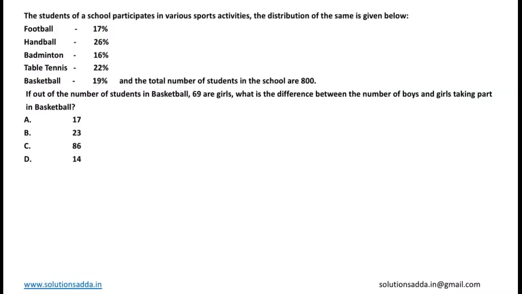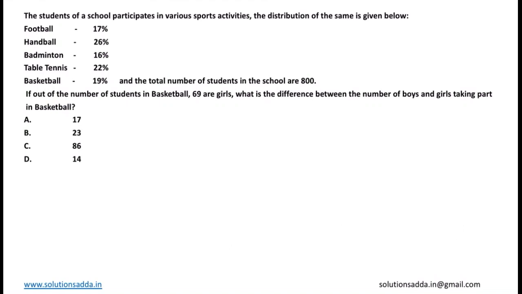This is an aptitude question based on percentage. The students of a school participate in various sports activities. The distribution is given below. Football 17%, handball 26%, badminton 16%, table tennis and basketball are 22% and 19% respectively. So the total number of students given here is 800, and the question is, if out of the number of students in basketball 69 are girls, what is the difference between number of boys and girls taking part in basketball?